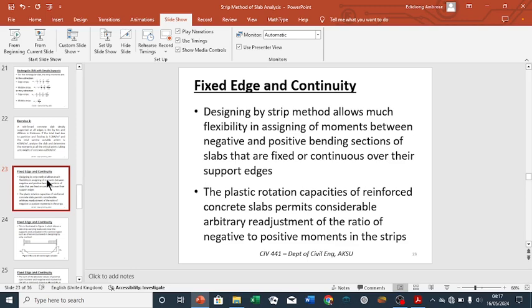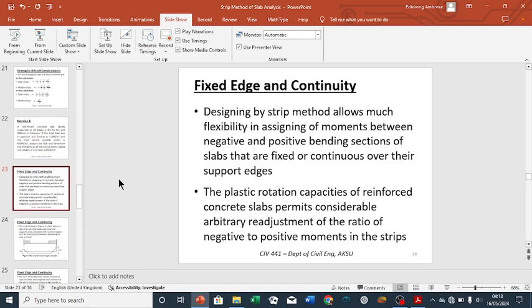Fixed edge or continuity. So far, what we have been dealing with has been slabs that are simply supported all around. And in practice, we rarely meet such slabs. Most of the slabs we will meet in practice are those that have either one or two fixed edges or continuity. So let's go into the lesson.